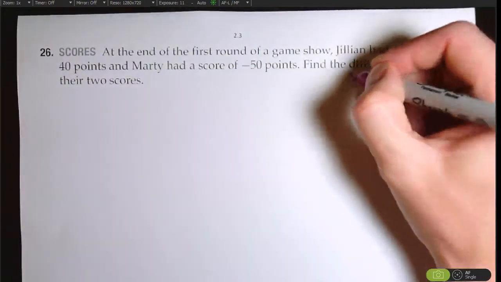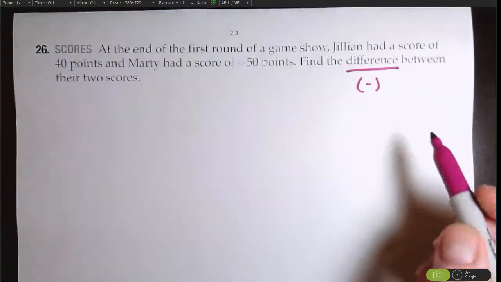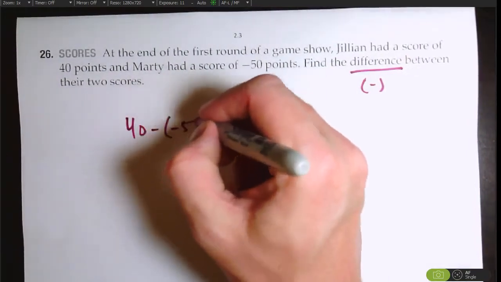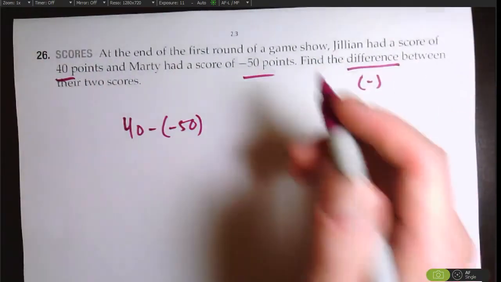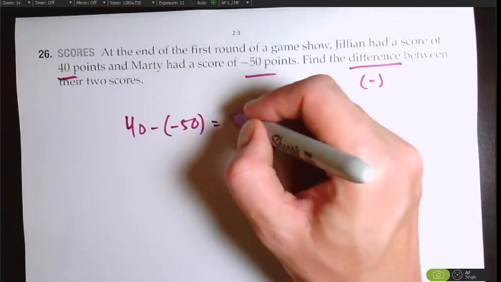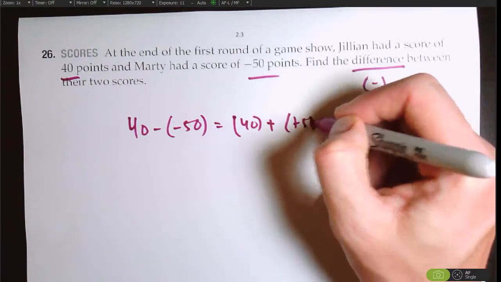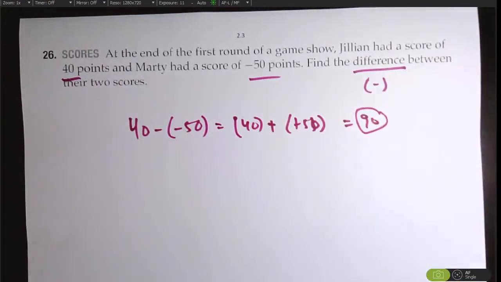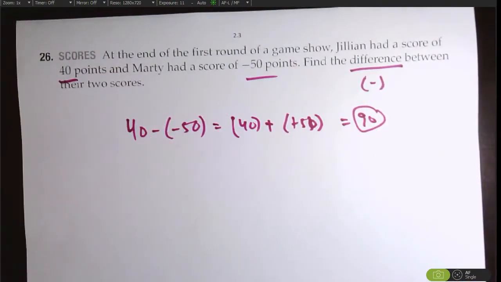Now, again, the key is difference, which means subtraction. And when you do subtraction, you've got to use the order they give you. So they said 40 points first, negative 50 points second. So it's really 40 minus negative 50. A lot of times you'll do larger minus smaller. And this is larger because it's to the right, smaller is to the left, negative's to the left. So 40 minus a negative 50 is the same thing as a positive 40 plus a positive 50. And 40 plus 50 is simply 90. So they're 90 points apart. If it's good to be positive, Jillian is winning by 90 points. If it's good to be negative, she's losing by 90 points.